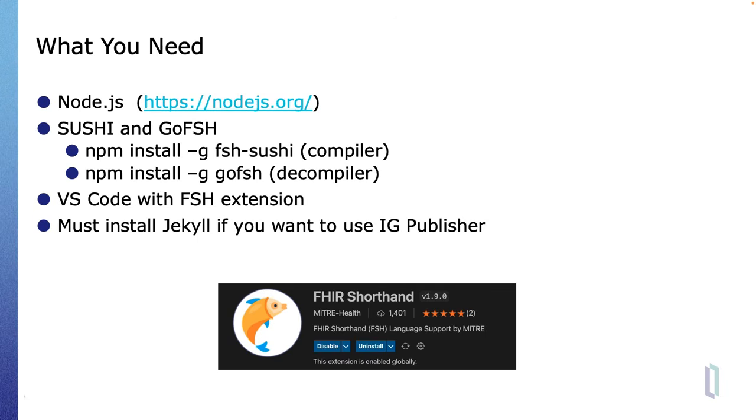And one of these packages, if you want to publish an implementation guide, is Jekyll, which is a Ruby package that can be a little tricky to install. But again, this is only needed if you want to publish your IG, but I'm going to show you that in this demonstration.